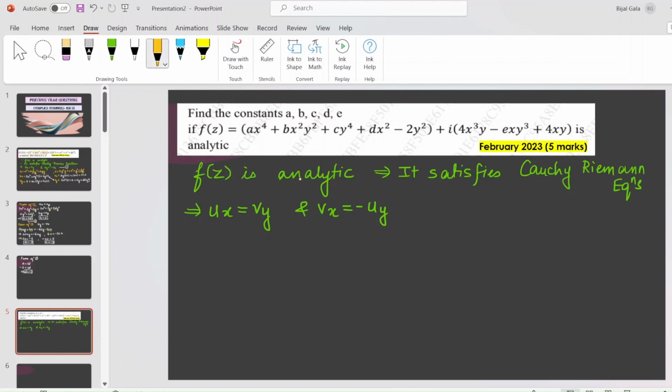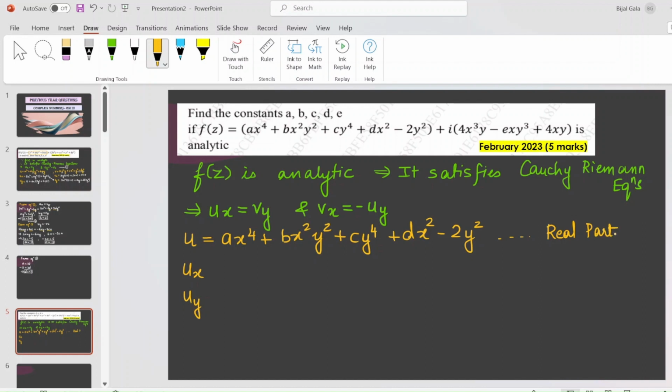So let's start again with u. As we discussed before also, u is a term without i. So ax raised to 4, bx square y square, cy raised to 4, dx square, negative 2y square. That's my u. We'll go into the calculation of v a little later because you can see it's a big one. We'll first finish ux and uy. Okay. And we'll say this is a real part.